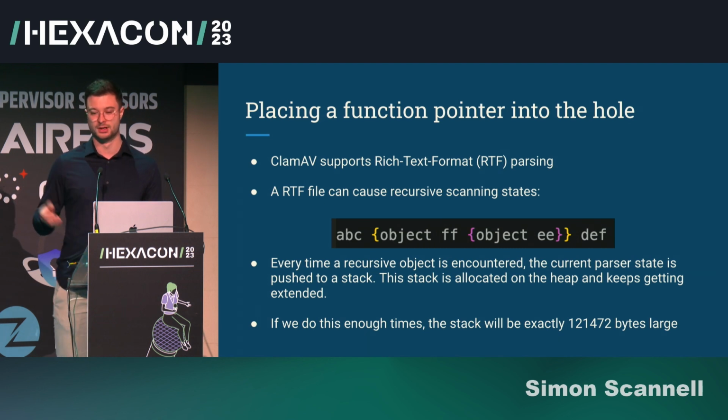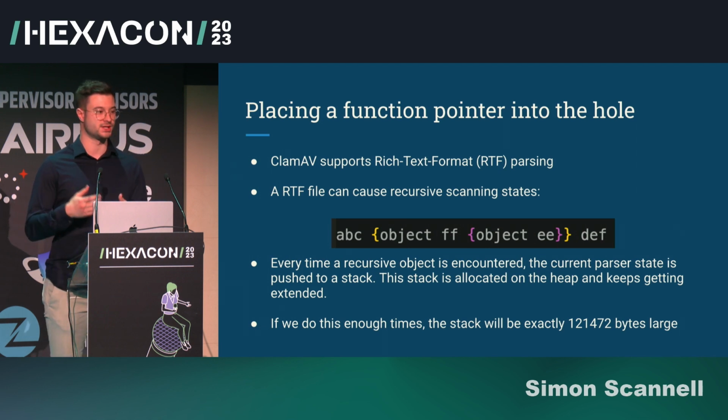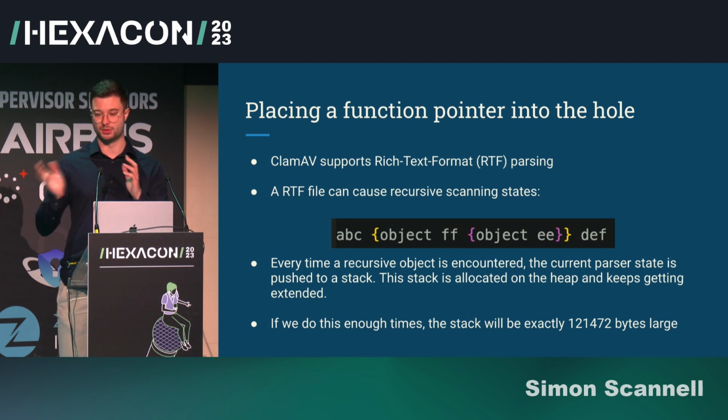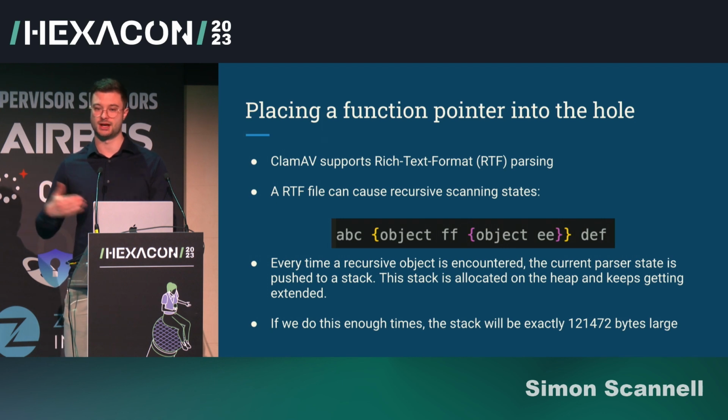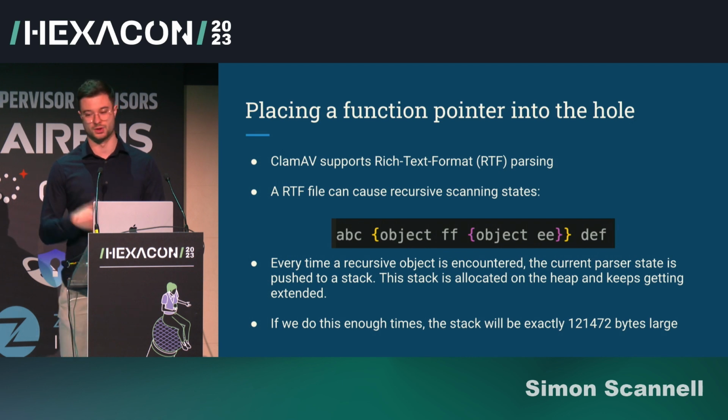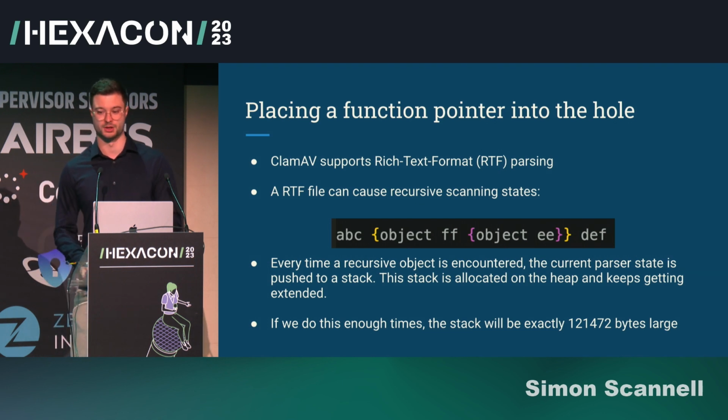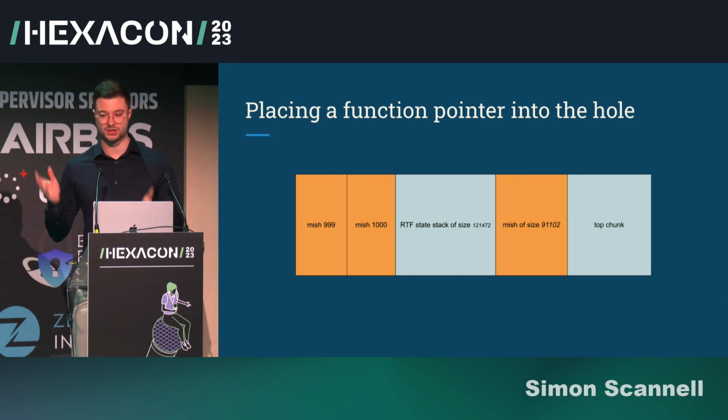An RTF file can cause recursive scanning states. So in the snippet here, you have ABC, and then you have curly brackets, and an object begins. And this object also contains another object. Because there are different types of objects, the parser state needs to be pushed to a stack. To do this, ClamAV just allocates a stack on the heap. Every time the stack is no longer big enough to fit the parser states, it will reallocate the stack and create a larger one. If we do this, the stack will be exactly a number that we've seen before, 121,472 bytes large. So that means it will pretty much always go into this hole, exactly where we need it to be.